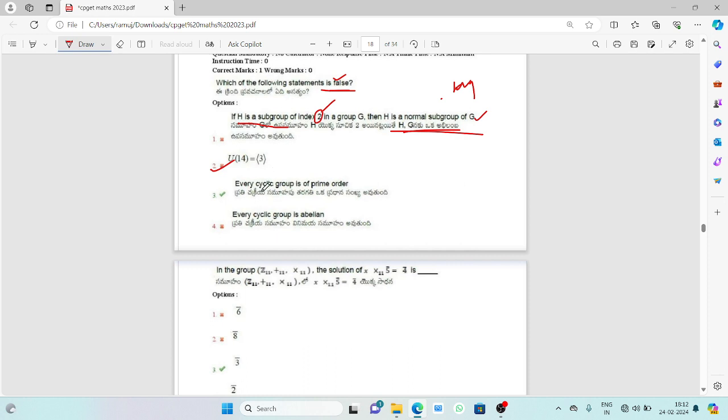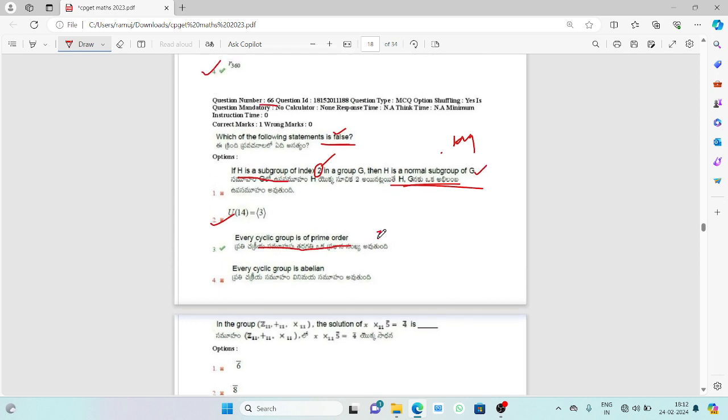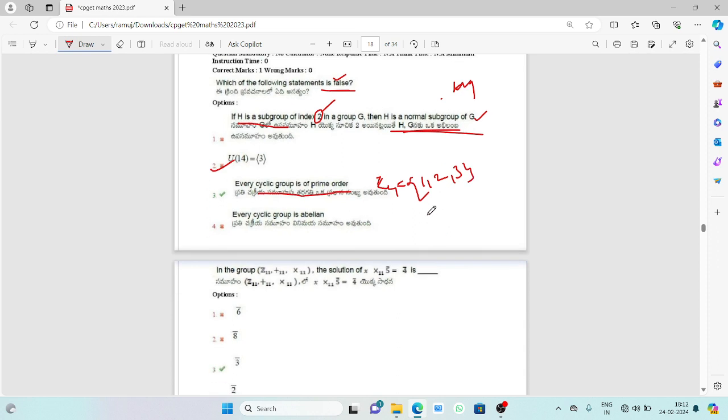Every element of a cyclic group of prime order generates it. Here the statement is that 1 will generate the group. This is the false statement. Why? Because if I take a counter example for this, suppose I take Z4, it contains the elements 1, 2 and 3. If I take the order of 3, it will produce order 4. So the order of 3 will produce 4, then we can say that this group is a cyclic group without prime order.